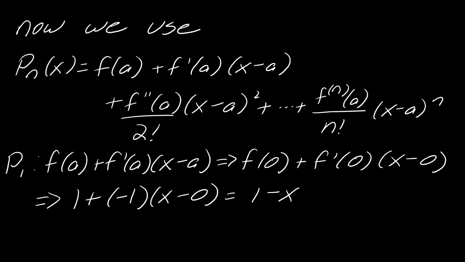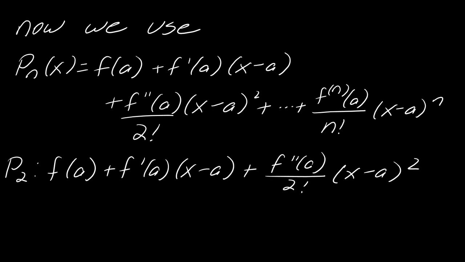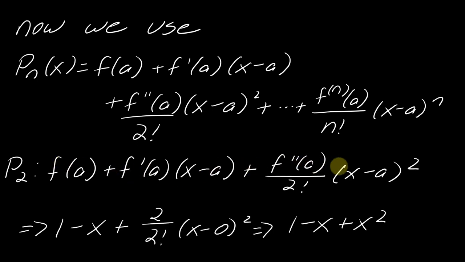Okay, so now moving on to p sub 2. Notice that that's going to take me out to everything being squared in this term. So here's the layout, but remember I need to plug in 0 for everything. So plugging in what I have, I have 1 minus x, those are the first two terms. Now the new term is going to be 2 over 2 factorial times x minus 0 squared. So this will simplify to 1 minus x plus x squared.